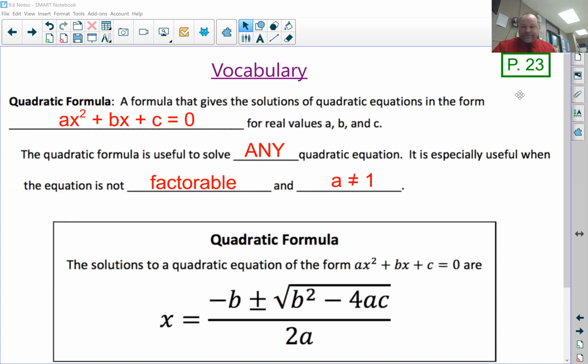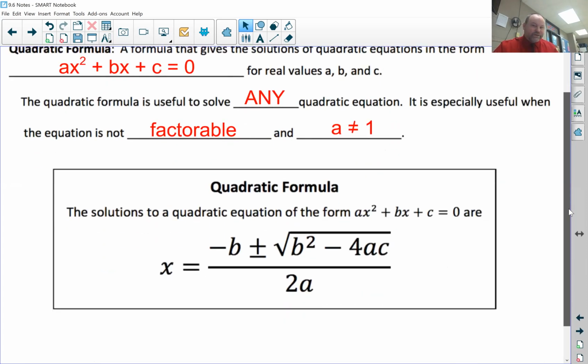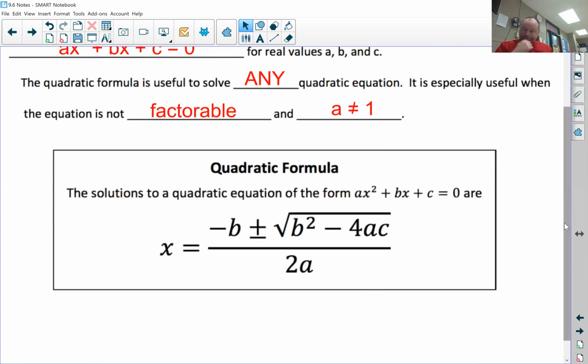It still works if the quadratic is factorable. It still works if a is 1. It just works kind of best if one of those two things are true.